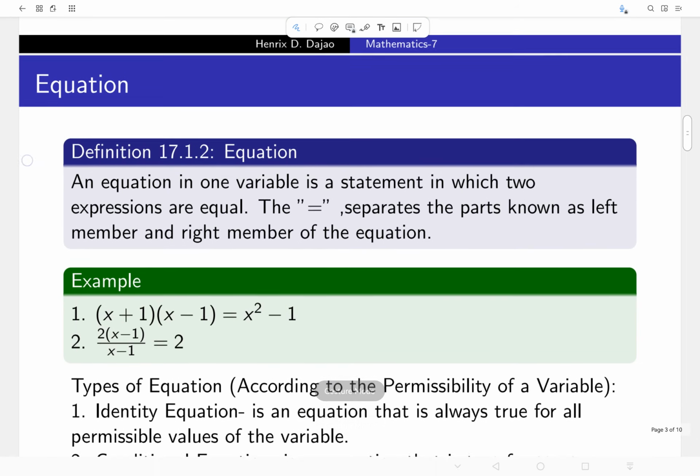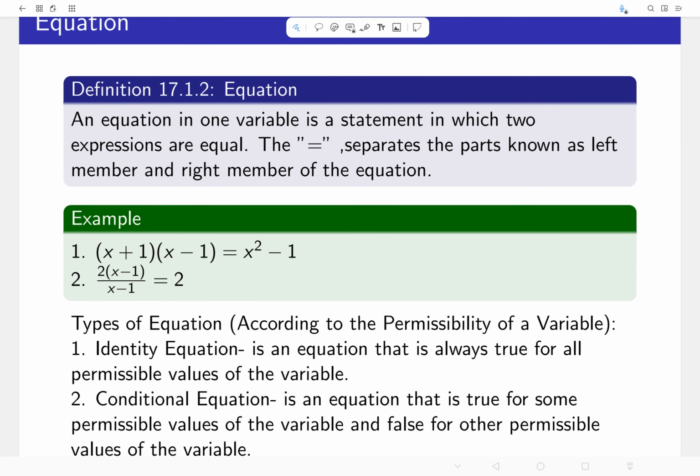So let's go to equation. We will define equation. An equation in one variable is an equation in one variable. We will consider equations in one variable only to make it simple. It is a statement in which two expressions are equal. So meaning, an equation is a statement in which two expressions are equal.